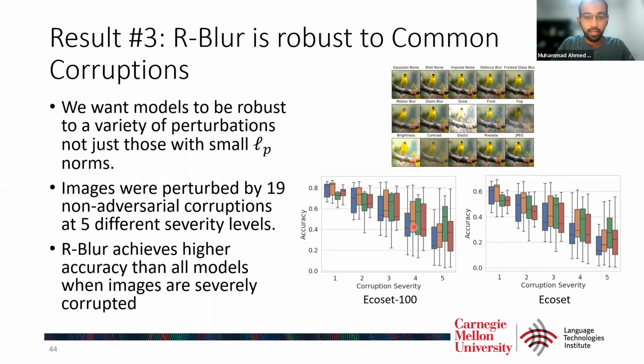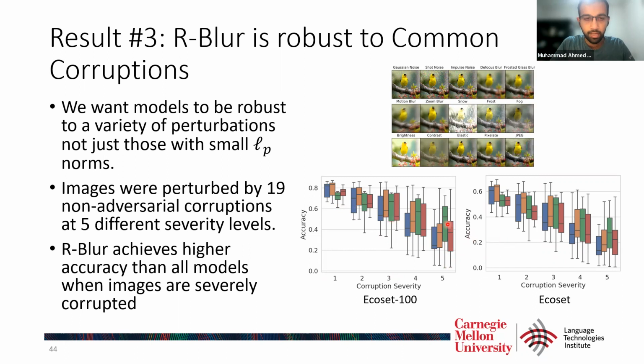And what we see here is that at lower perturbations, R-blur is not as accurate as the other models. But if the severity of the corruption, or the intensity of the corruptions, is increased, R-blur progressively becomes much more accurate than all the other models.